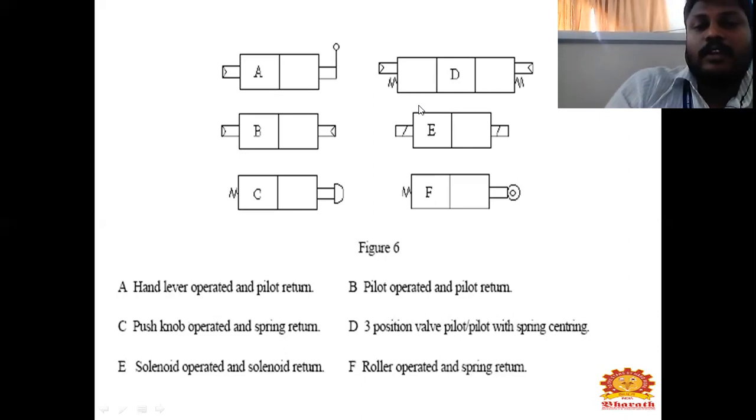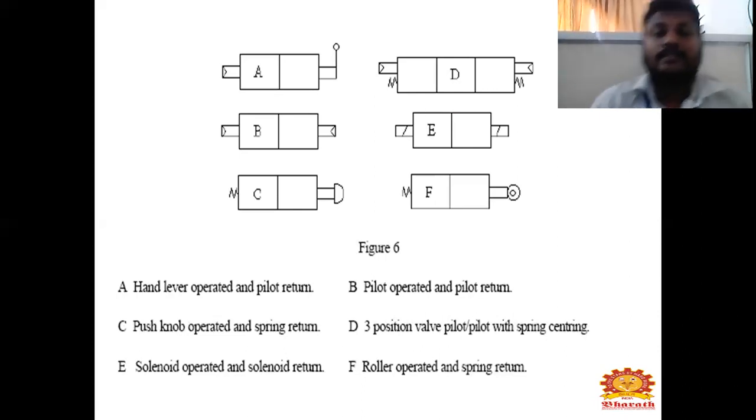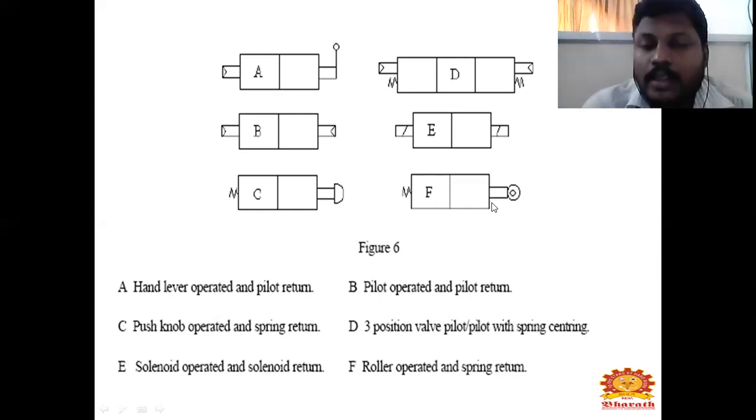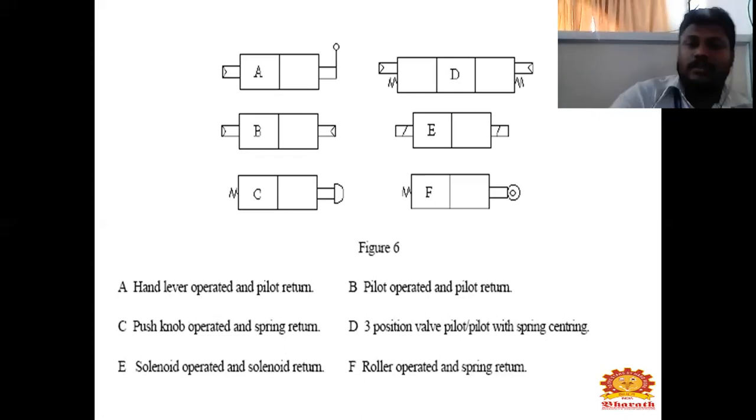Next one is your D position. That is a three position valve. It is a three position valve, and we are using a spring return and all the things. And the next one is roller operated. This one is a single roller operated valve, which is using a spring return also.